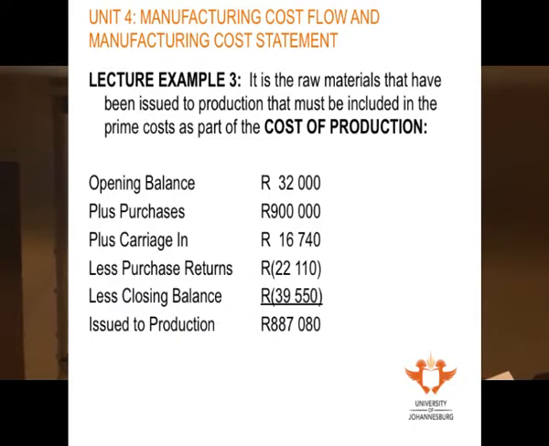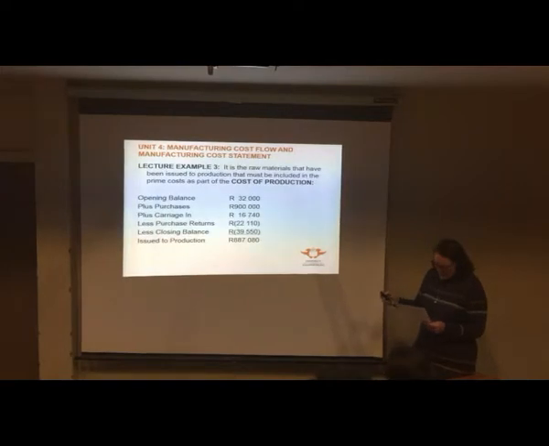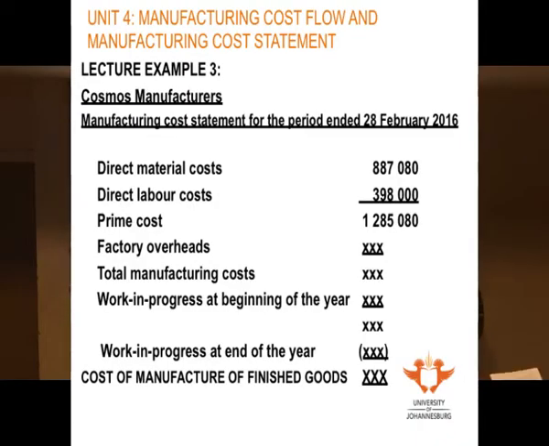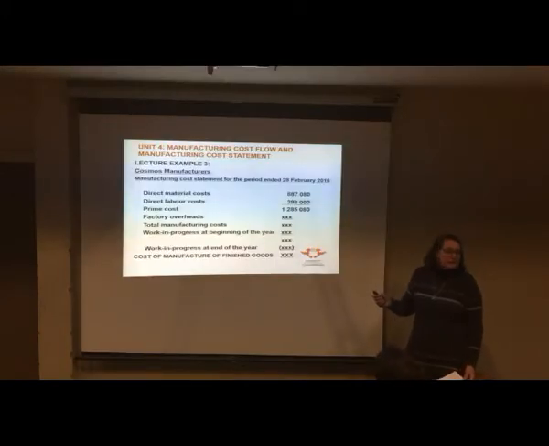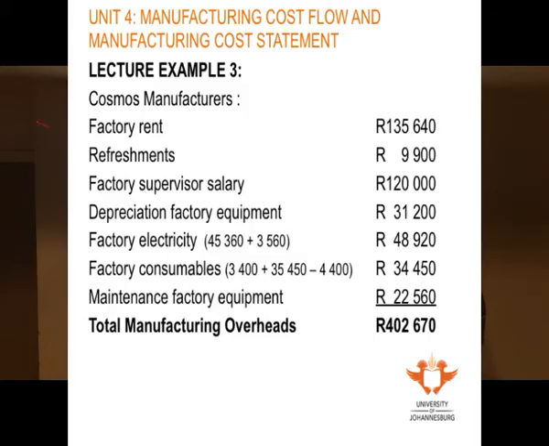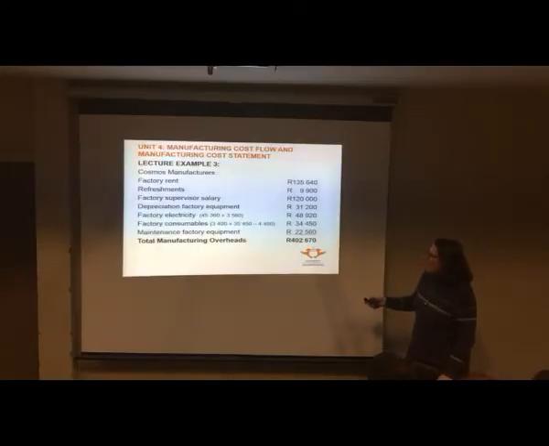Did you get that? Yes. Brilliant. Fantastic. Okay. And then the direct wages was given to you of 398,000. So you get your total prime cost of 1,285,080 rand. Yes. Okay. And then you have to calculate your factory overheads. So you had to add the 3,560 to the electricity. Did you remember to do that? Yes. And then you have to add in the opening balance of your consumables plus your purchases minus your closing balance.